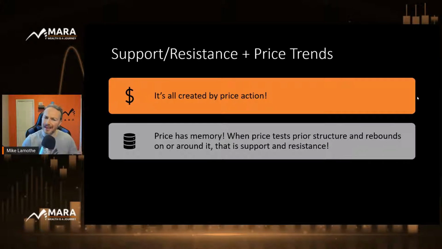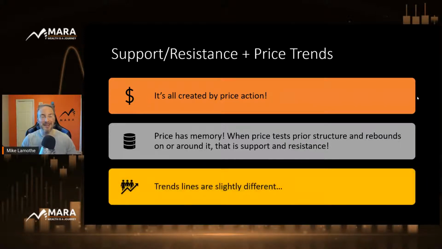But there are ways to identify those more specific points and to understand if your support and resistance are strong, like concrete, or if they are paper thin, like wet cardboard. We'll talk about how to determine which is which.